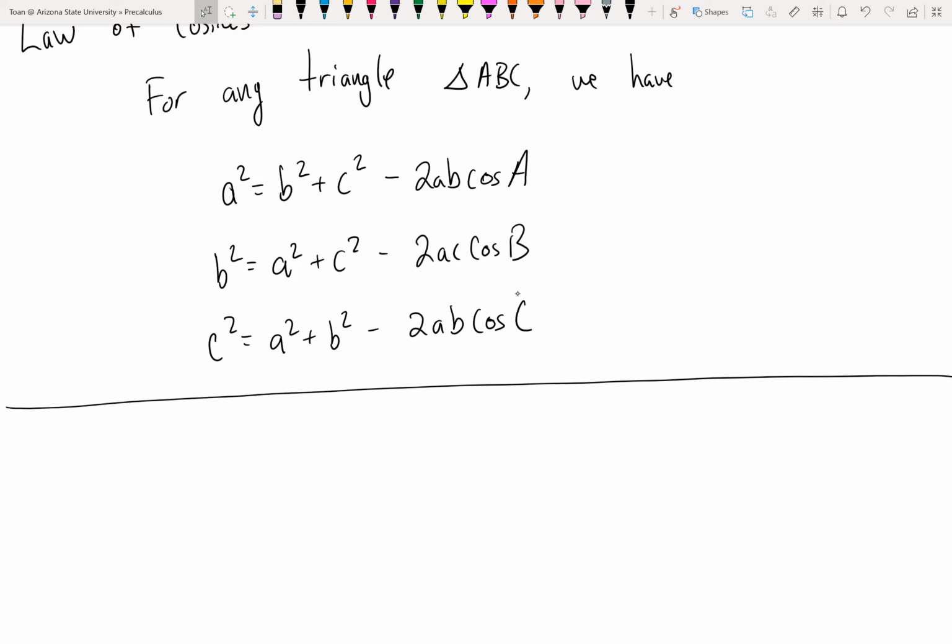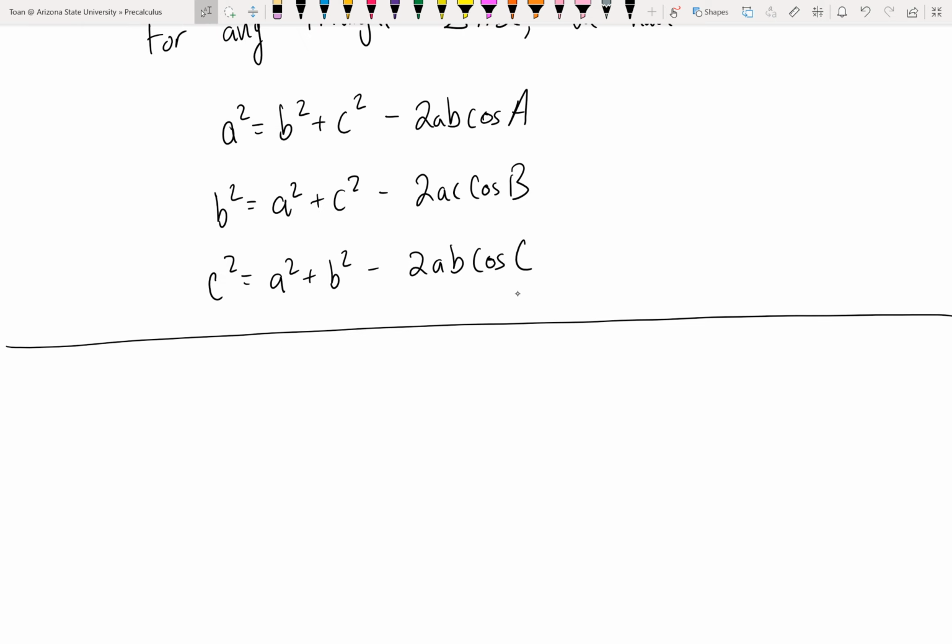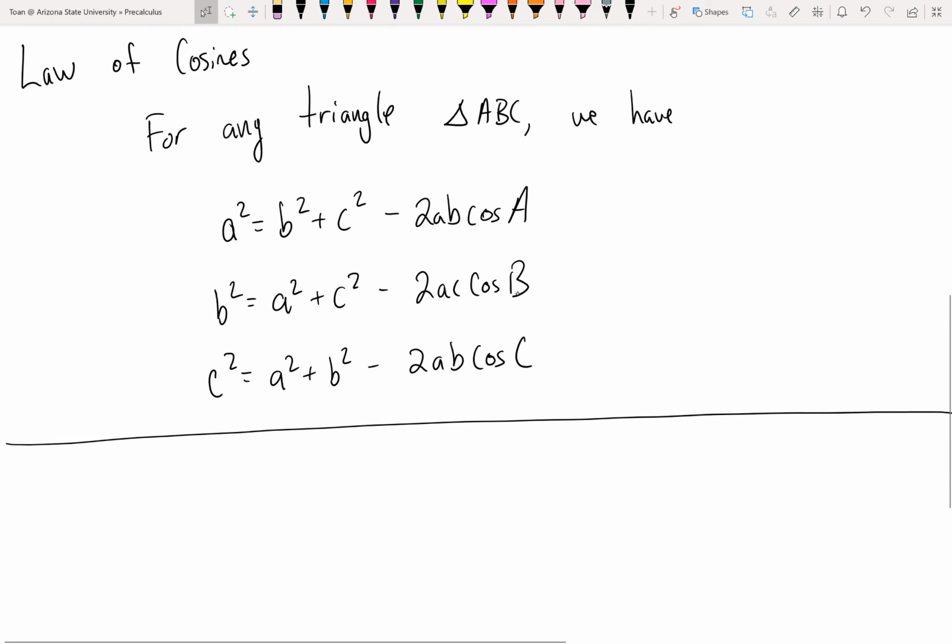Do you have to memorize all three formulas? No. Do you have to memorize the formula at all? Yes and no. Personally, I find it a lot easier to understand the structure of the formula rather than memorizing all the variations and the letters. So let's just analyze or break down one of these variations.